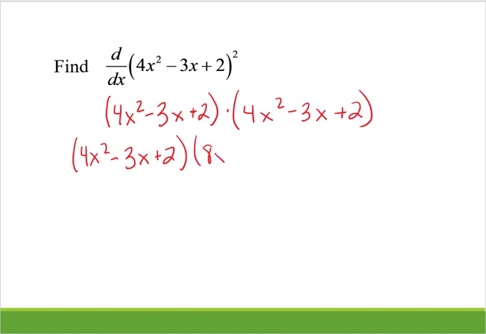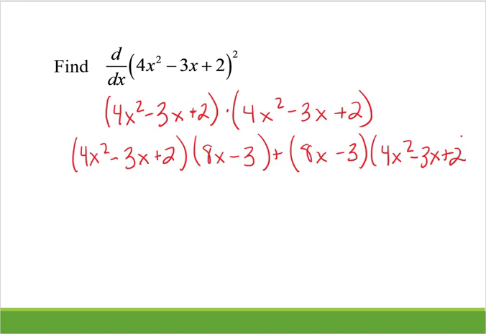derivative of the second plus derivative of the first, leaving the second alone. So now, look, you have two of the same terms. So I have 2 of 4x squared minus 3x plus 2 times 8x minus 3.